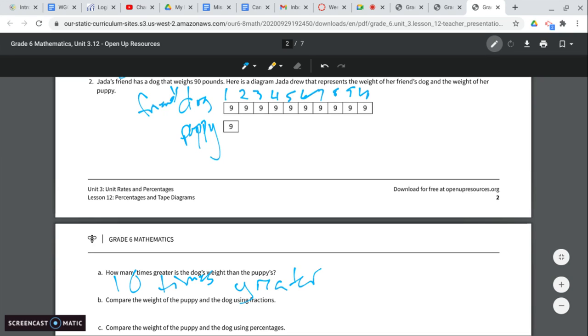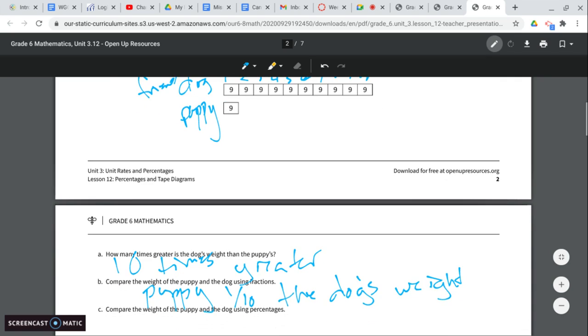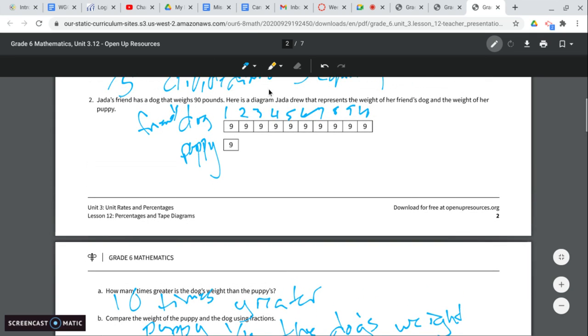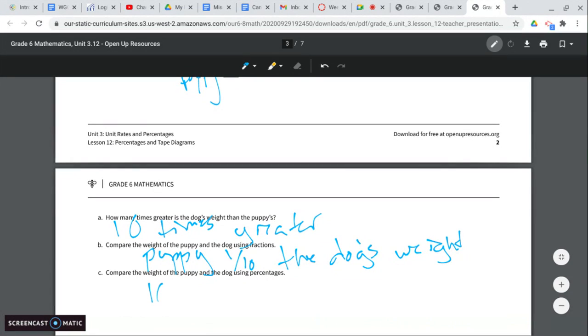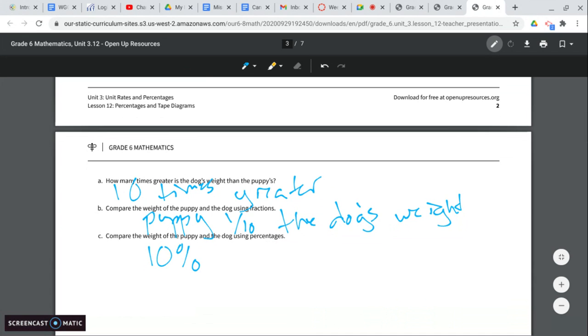Compare the weight of the puppy and the dog using fractions. So the puppy is 1/10 the dog's weight, because if we notice, this 9 takes up this 9, which would be 1/10. So now if we look at it in terms of percentages, if the dog's weight is 100% and we're comparing the puppy to that, it's just one portion out of 10, which would be 10%. So the puppy is 10% the dog's weight.